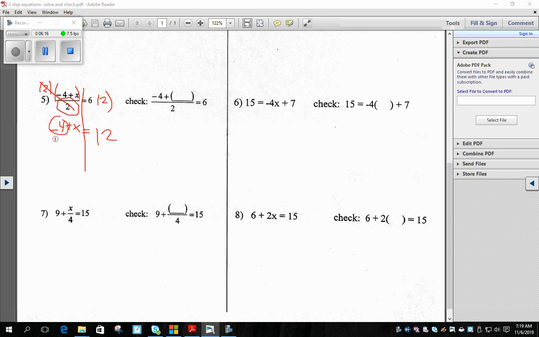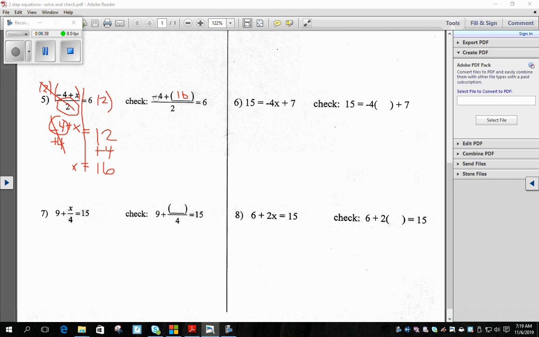And so the opposite of negative 4 is a plus 4. That makes a 0 pair. That's my goal. 0 plus x is x, and I've isolated that x to be by itself. 12 plus 4 is 16. Okay, so now you could have checked it to make sure your answer is correct even without watching this video.